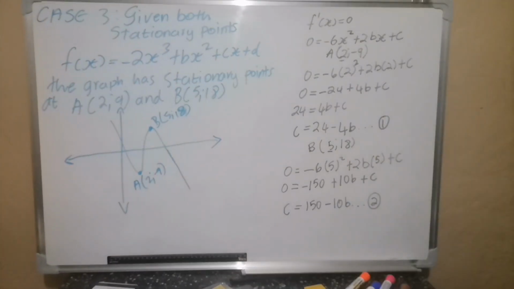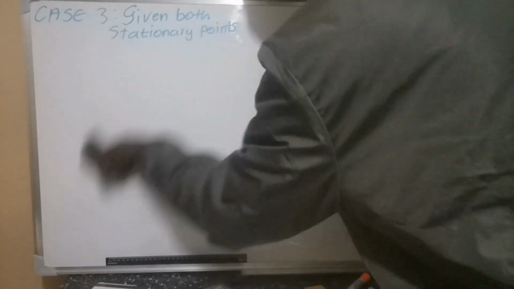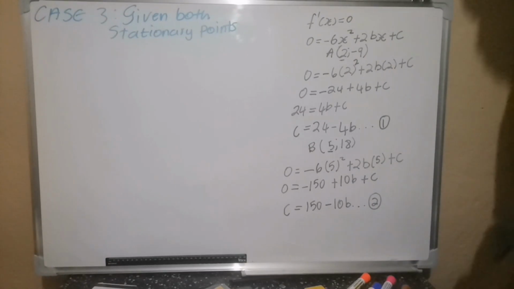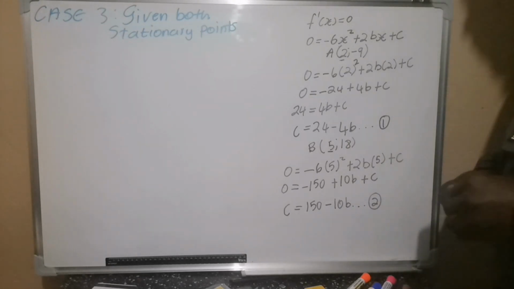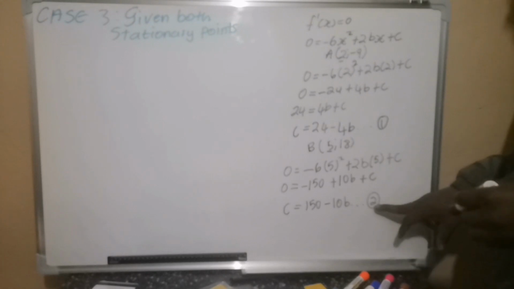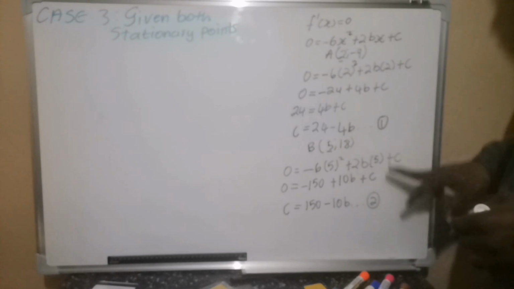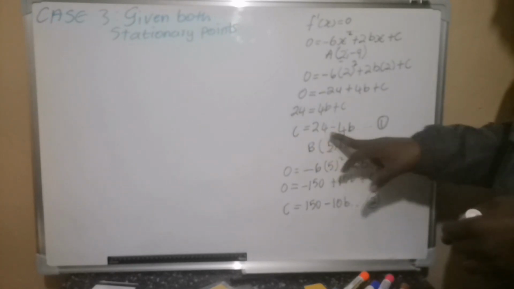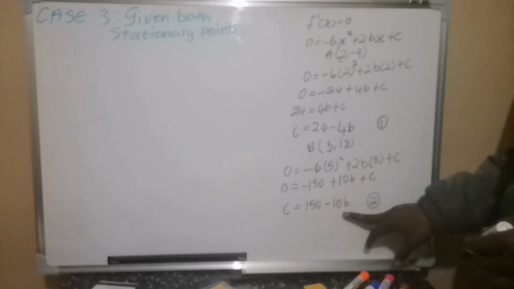Now, I'm not done. Remember, I'm not done with finding the equation of this function. So now, the next step again is to just equate the two equations. I just need to equate the two equations, 24 minus 4b equal to 150, because I can see that I can find b again.